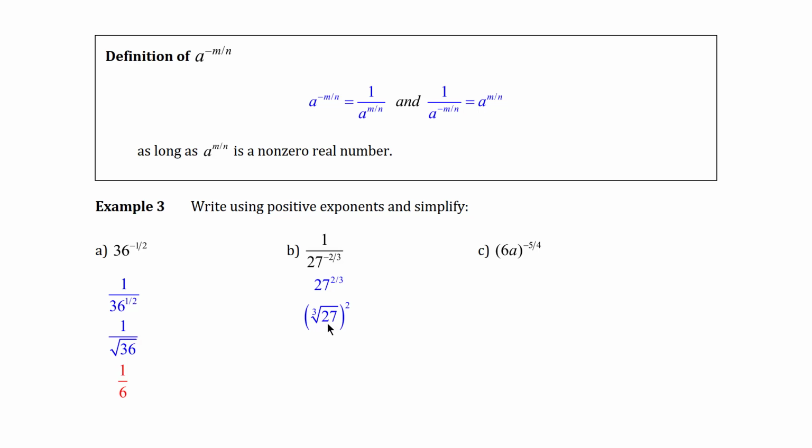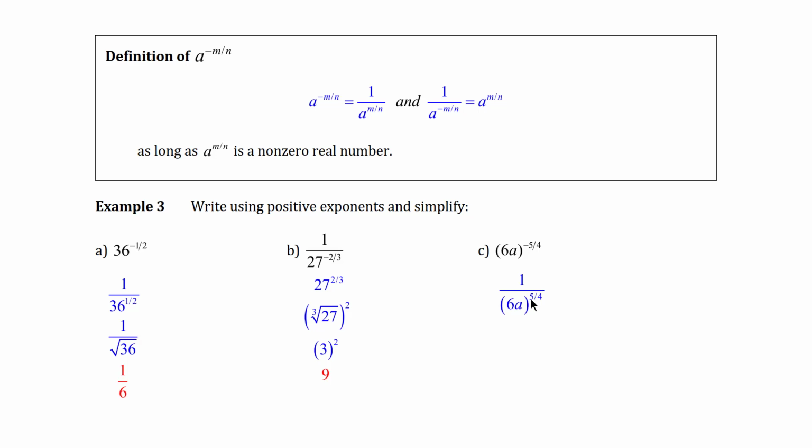The cube root of 27 is 3, and then the square of 3 is 9. Moving on to part C, we have (6a) to the negative 5 over 4 power. Next, we rewrite this with the positive exponent. This would be 1 over (6a) to the 5 over 4 power.